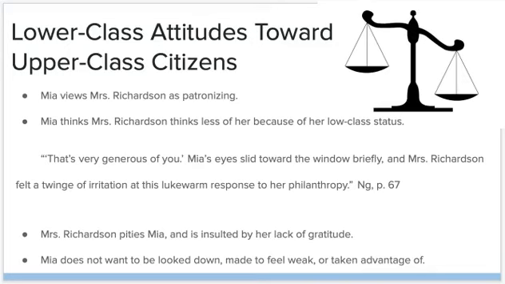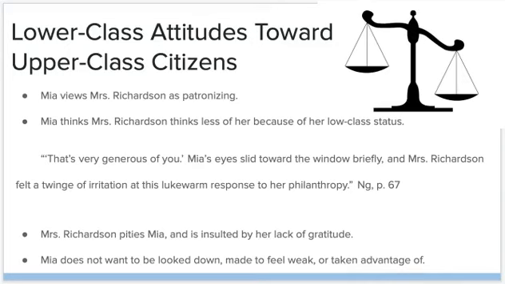So we can examine the inverse of the relationship between Mia and Mrs. Richardson from Mia's perspective to better understand how proletariat characters view bourgeoisie characters in the novel. Although Mrs. Richardson feels magnanimous and generous while committing acts of charity, Mia instead views her as patronizing and feels as though Mrs. Richardson thinks less of her because of her low-class status. This concept is highlighted when Ng writes about an exchange that occurs between the two women.